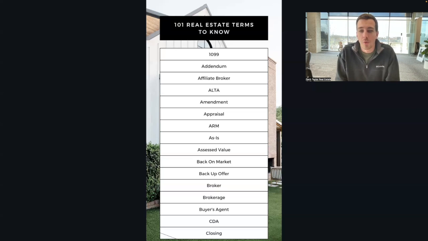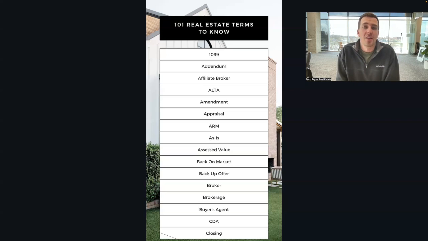Assessed value. This is meaning more the tax assessor's office. They issue out an assessed value that they tax every property on. This is different than the market value that an appraiser would issue out. So this is what the county taxes the home based on.